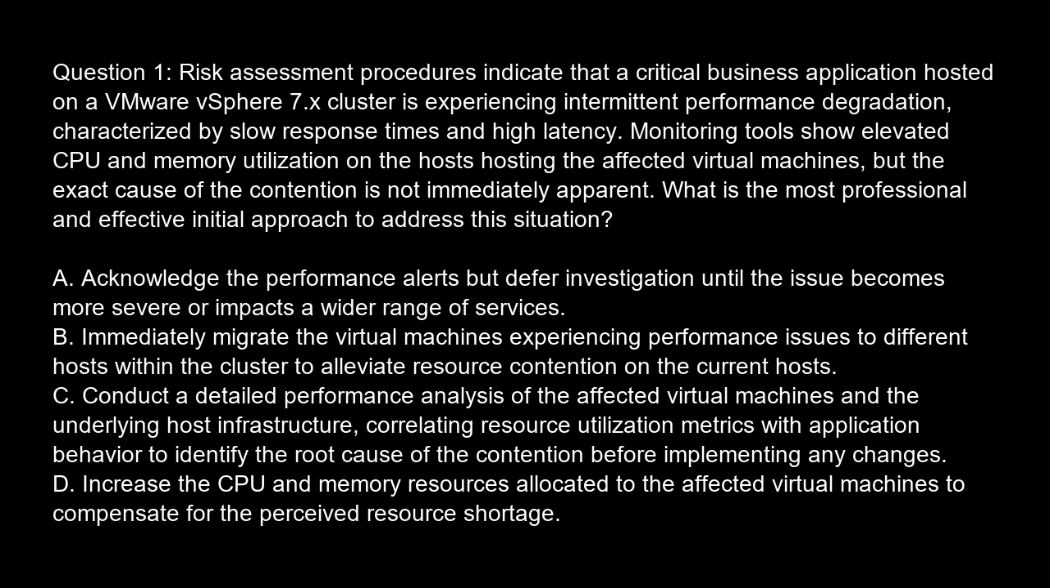Option A. Acknowledge the performance alerts but defer investigation until the issue becomes more severe or impacts a wider range of services. Option B. Immediately migrate the virtual machines experiencing performance issues to different hosts within the cluster to alleviate resource contention on the current hosts. Option C. Conduct a detailed performance analysis of the affected virtual machines and the underlying host infrastructure, correlating resource utilization metrics with application behavior to identify the root cause of the contention before implementing any changes. Option D. Increase the CPU and memory resources allocated to the affected virtual machines to compensate for the perceived resource shortage.